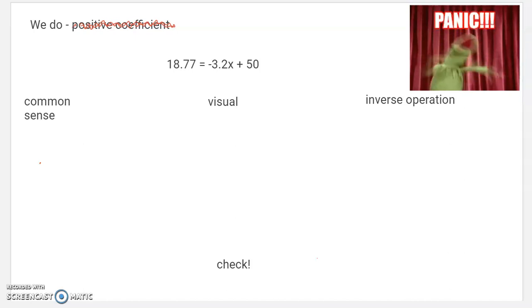Highly recommend somewhere on your page writing "Don't panic." Panicking is not going to help. Panicking is not the solution. And you don't need to. It's not that bad. Decimals are not that big of a deal. And I don't want you to panic when you see them.